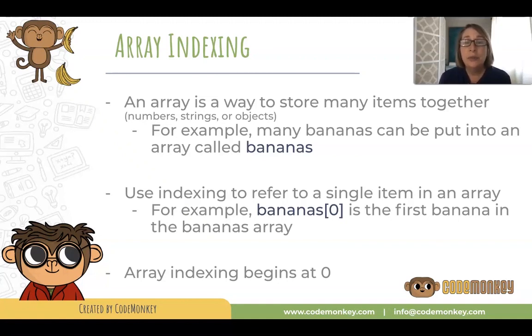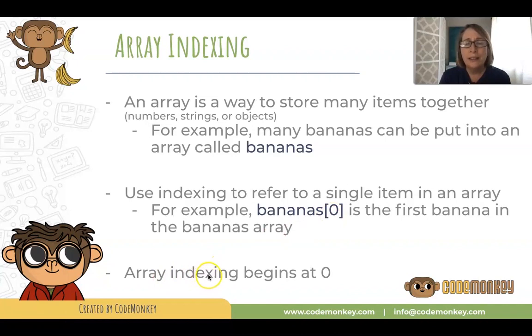Use indexing to refer to a single item in an array. For example, bananas square bracket 0, which we could say bananas with the index of 0, is the first banana in the bananas array. Now you might wonder, why is the first banana bananas with index 0?